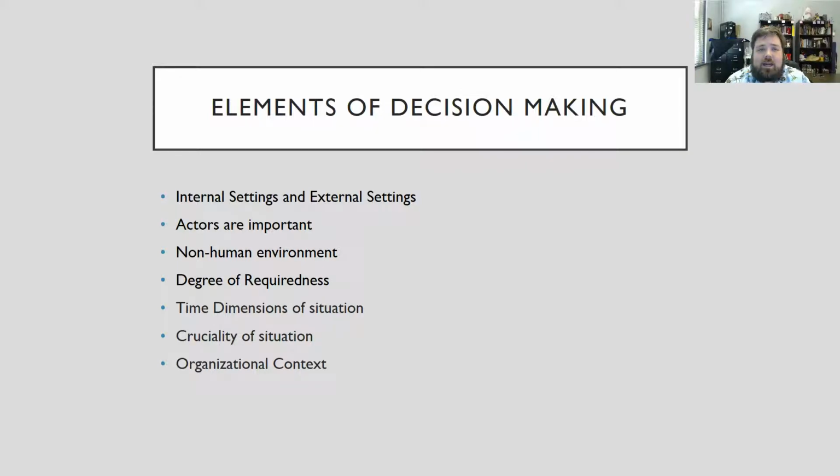Your external setting is the things that go on outside of your own country, the things that you can't control. The actions of other states, how other states elect their leaders, how other states have their own economies set up, how large their militaries are, etc. So internal is what's going on inside of your country. External is what everyone else is doing. The actors involved in the situation are really important as well, both the actors within the decision-making group and the actors outside of it.